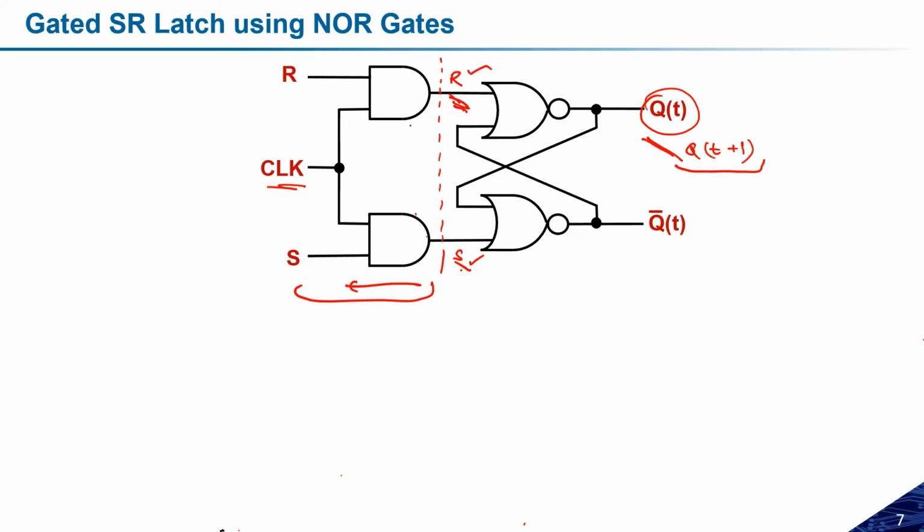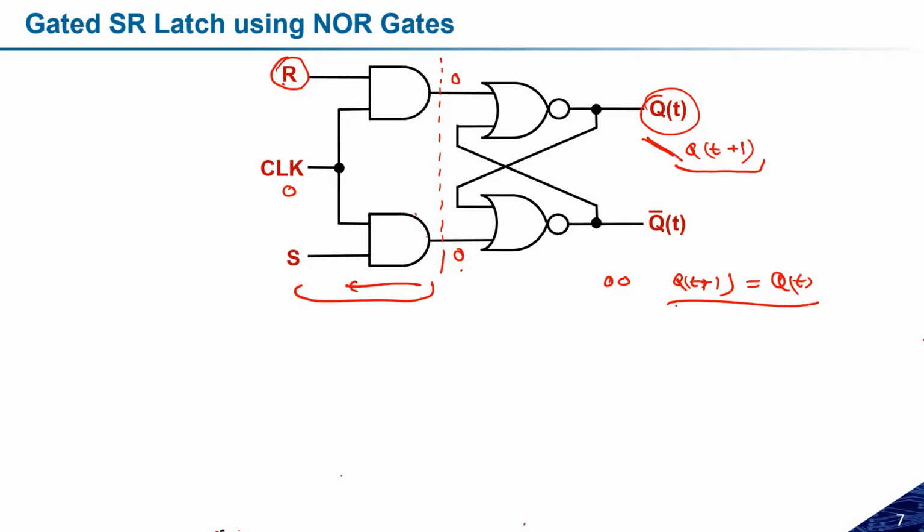So for that purpose, we need to use this gated SR latch, where this clock pulse will be responsible to decide whether I have to pass this reset or set or not. Otherwise, suppose the clock is equal to 0, in that case, this will be 0 and this will be 0. So the Qt will maintain the previous state, because the set and reset are 0. So the Qt plus 1 is equal to Qt. So this will maintain the previous state.